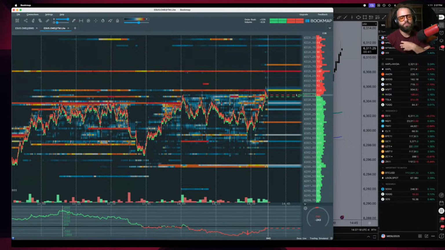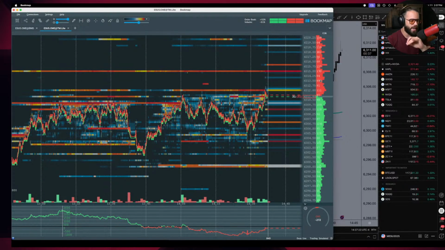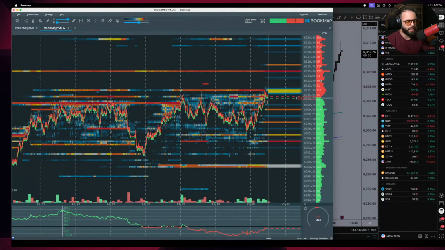So Bookmap for me, and I'm sure this is different than for some of you, Bookmap for me is not an entry signal tool. I haven't done that yet. Bookmap for me is a trade management tool. I like to break trading education down into 3 buckets: entry signal, trade management, and position sizing.